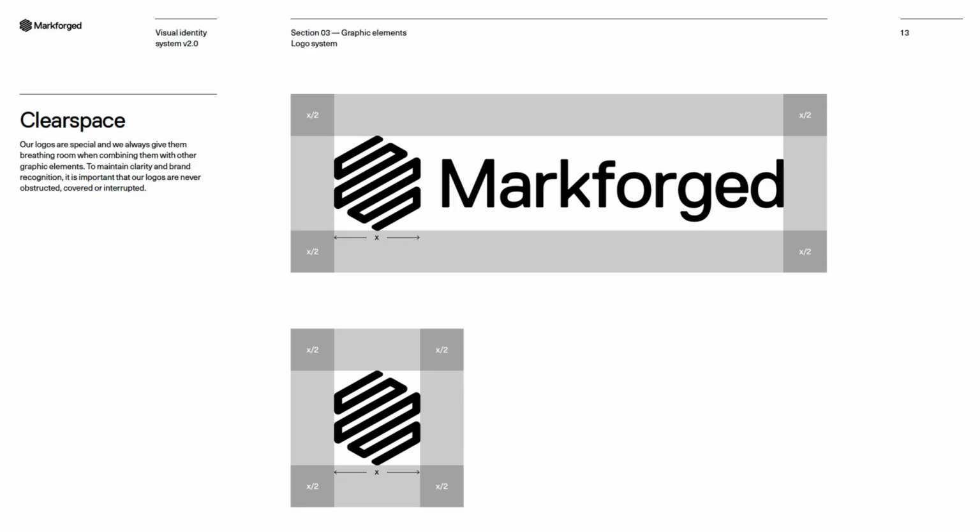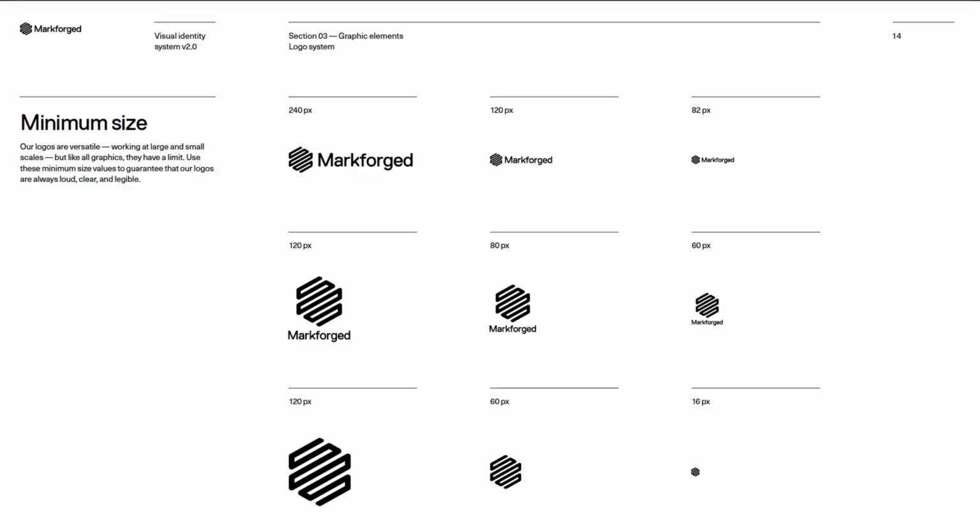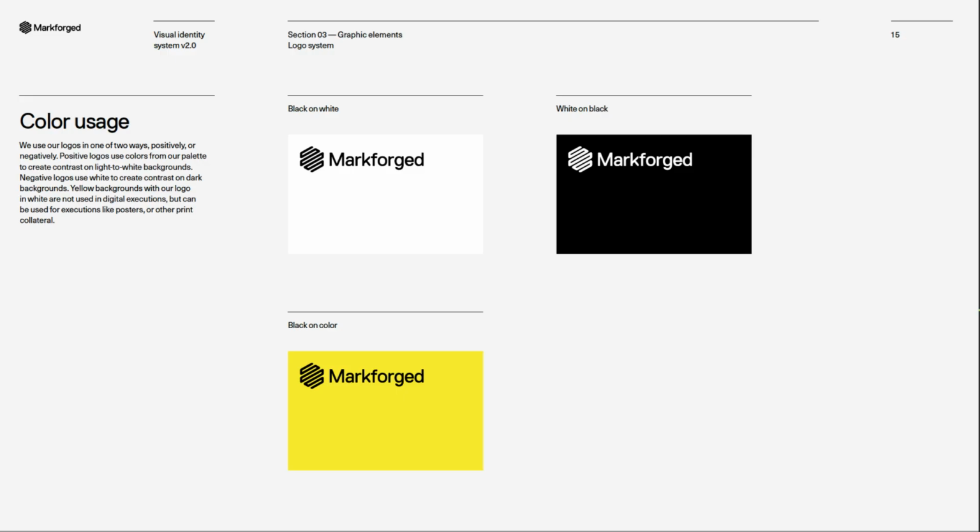To maintain clarity and brand recognition, we ensure our logos are never obstructed. We always give them breathing room by maintaining a clear space around them. Our logos work well at large and small scales, but there are minimum size values to ensure they are legible. These are shown here in pixels. We use our logos in two ways: positively using color on light backgrounds, or negatively using white on dark backgrounds. Black can also be used on our primary manufacturing yellow color.